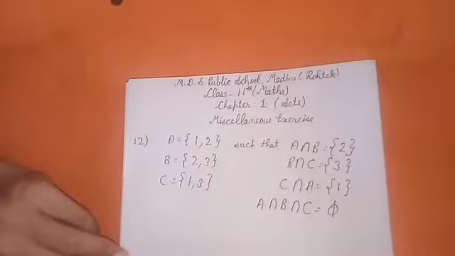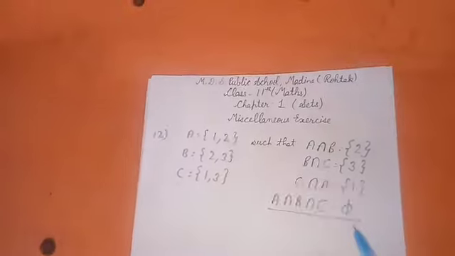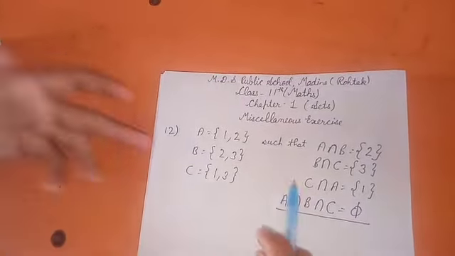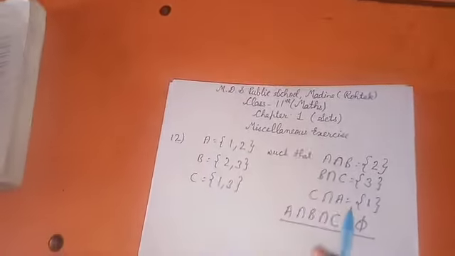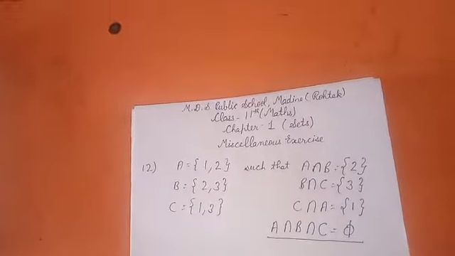You can see that all the three are finite. Some element is there. But if you find A intersection B intersection C, then you will find that no element is common in all. So it is one example. You can take any other. That's your choice. Okay.